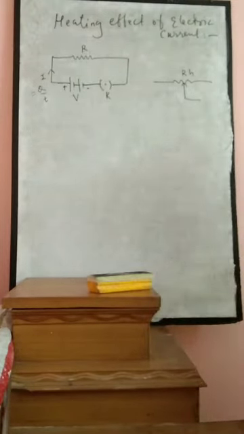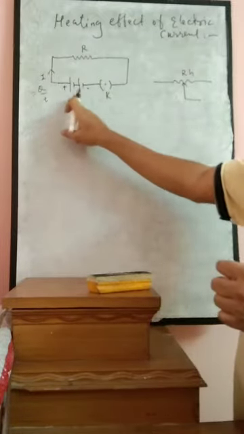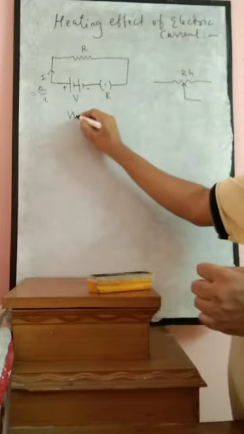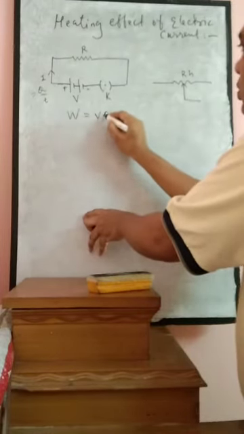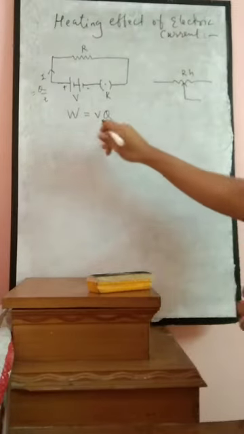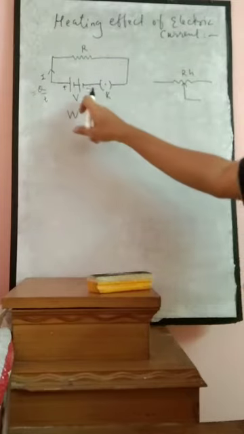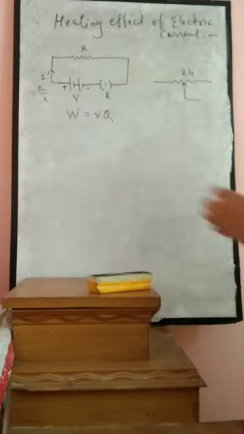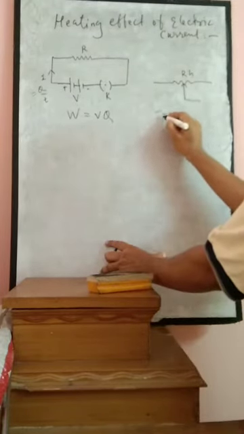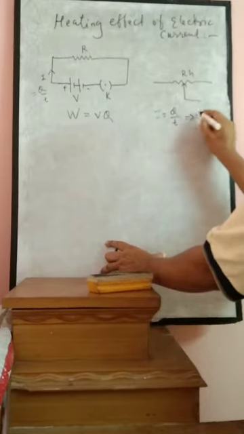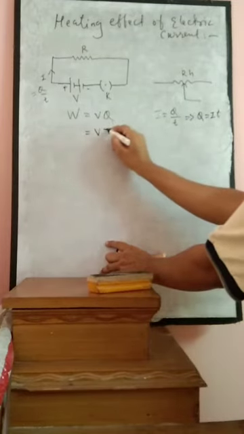Now let's see how much work is required to move a charge Q. As we know, V is the potential difference, so the amount of work required to move Q amount of charge is nothing but V into Q. So this much work is required for the flow of Q amount of charge, and that is done with the help of V amount of energy. So W is equal to V into Q. Now as per the concept of current, I is equal to Q by T, we can write Q equal to IT. So here we'll have V into IT.